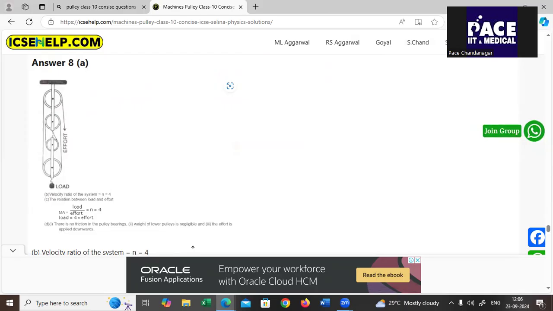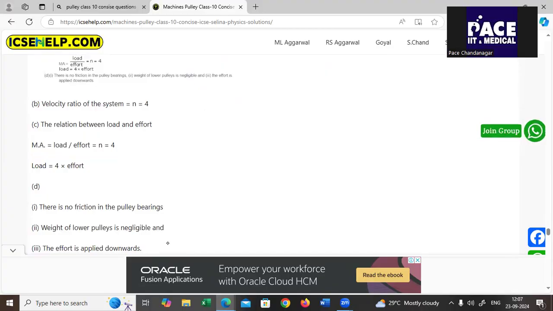Tension will be your 1T, which will be your effort there, and mechanical advantage is 4T by T, which is nothing but 4 there. And there is no friction. That is what has to be assumed. The weight of the pulley is also negligible. And for the velocity ratio of the system, you're using 4 pulleys there, N is equal to 4. So your efficiency is mechanical advantage by velocity ratio, which is 1, which is 100%.